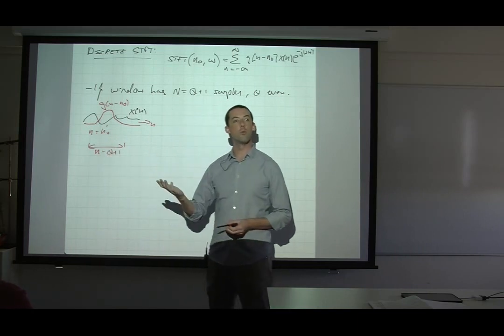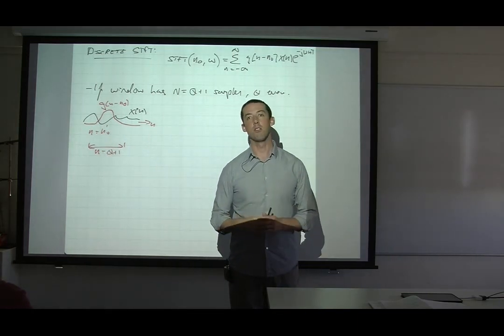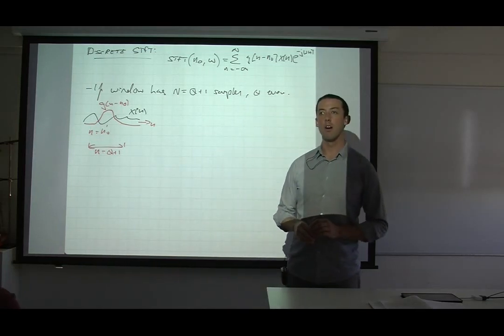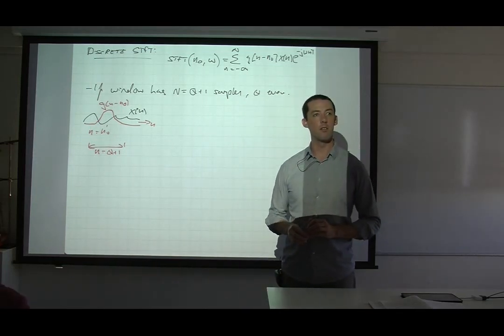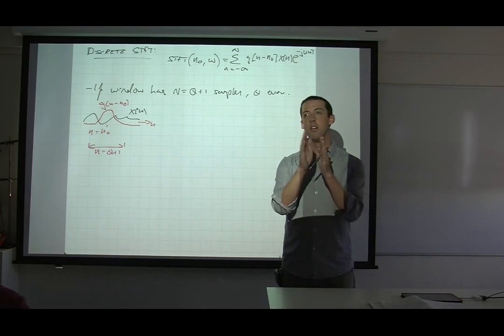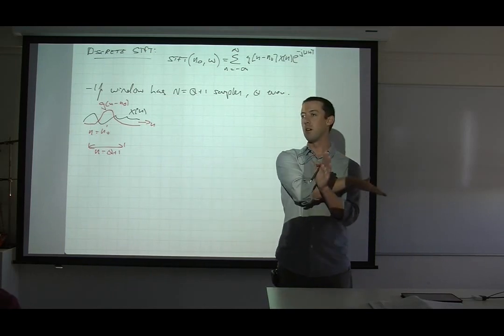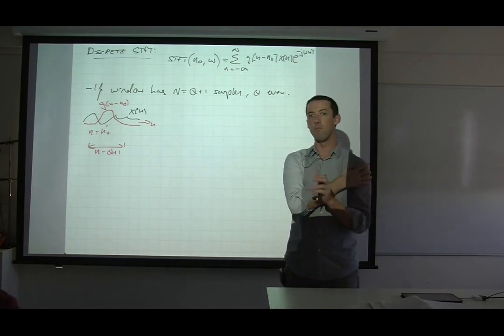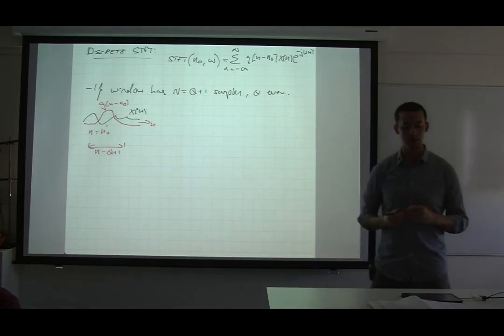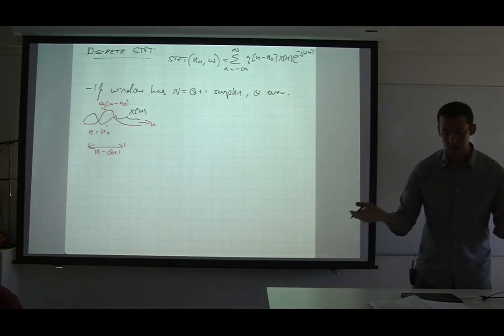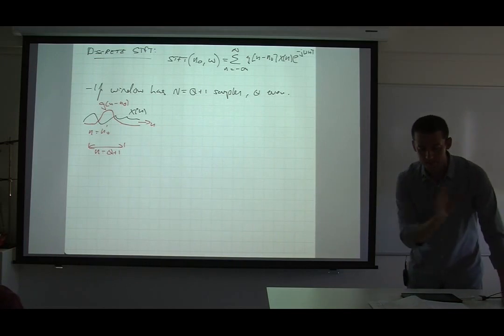So imagine if Q were 10, for example, that's an even number. I would have 11 samples, so Q plus 1 is 11. I have one sample in the center, I have 5 samples on this side, and 5 samples on that side. So that's the width of the window. Q plus 1 samples, symmetric, and, you know, you get it.